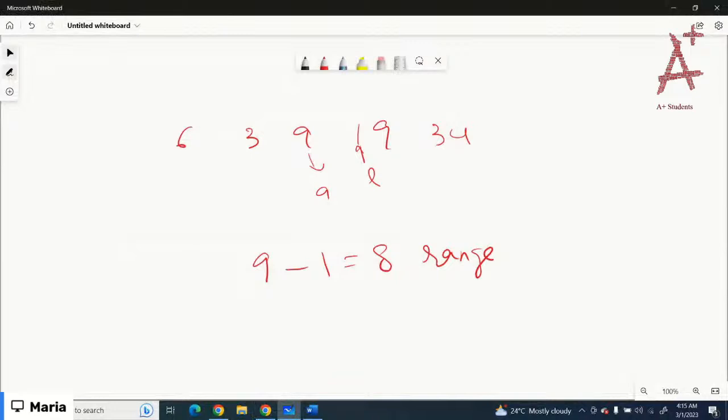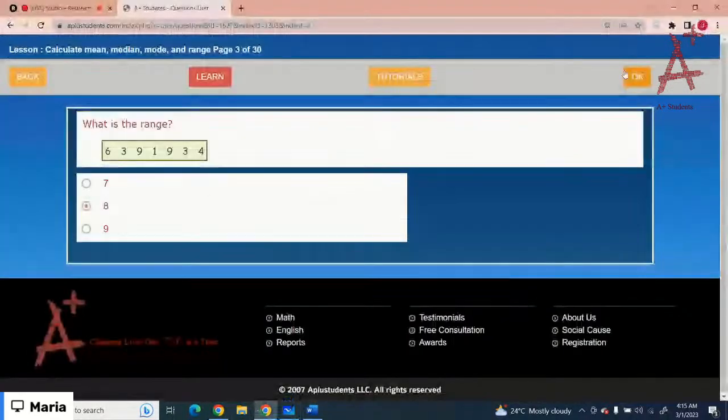Got it? So the correct option is 8. 8 is the range of the data.